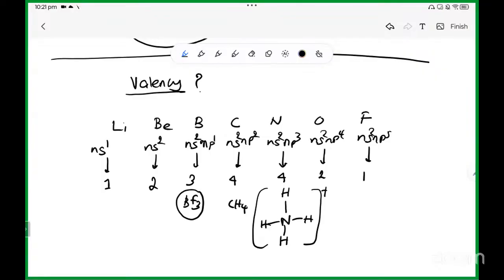Right? Write down this one. The number of electrons an atom loses, gains, or shares, S-H-A-R-E, to form a stable chemical bond is called as valency.